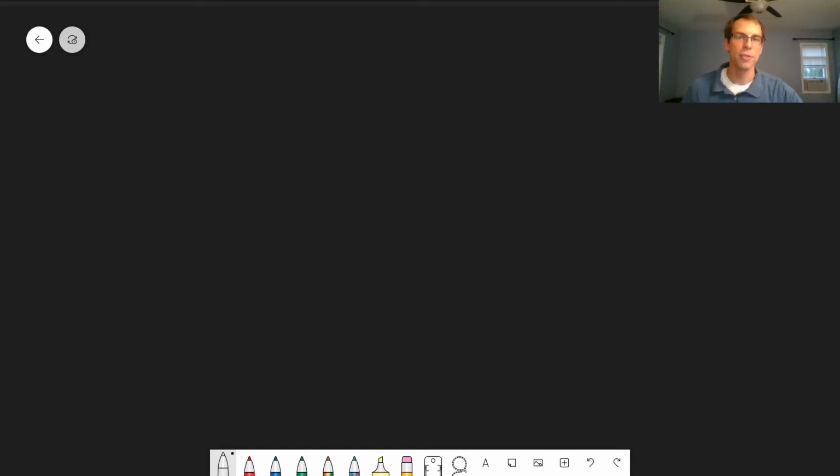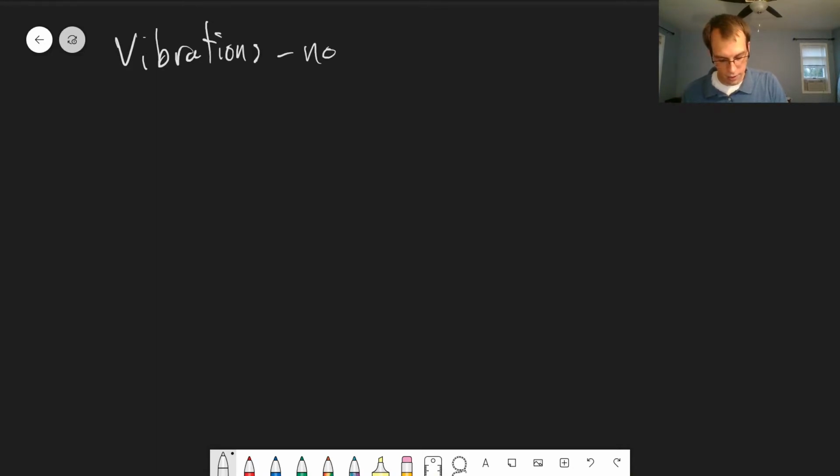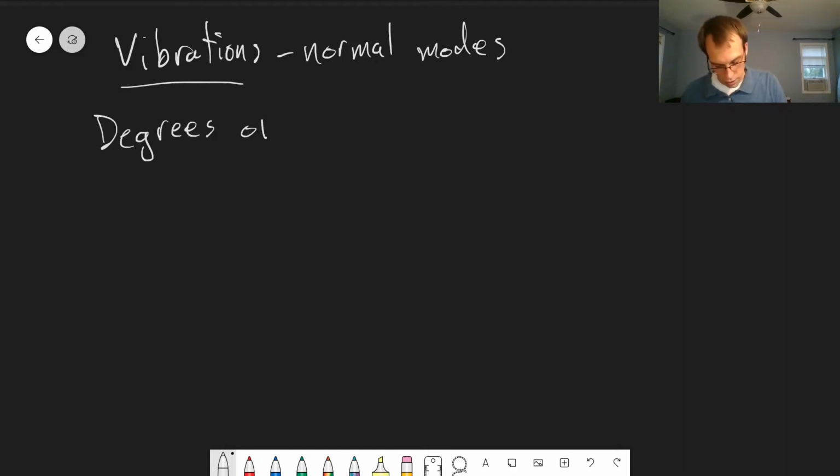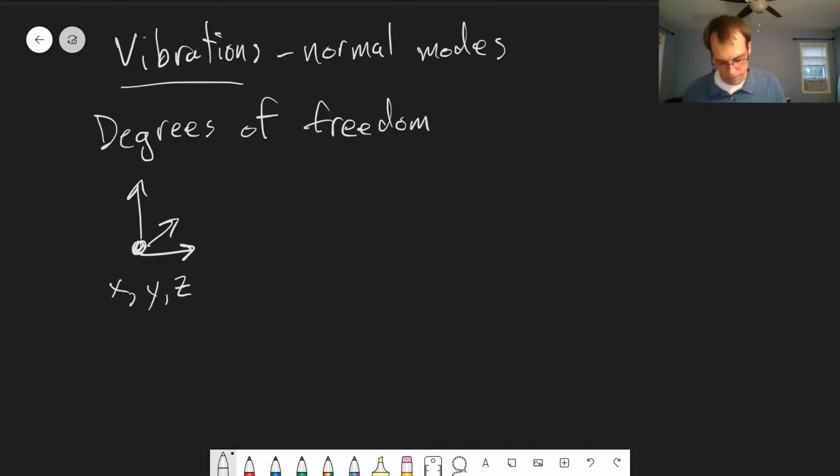Our last topic for chapter 13 is looking at vibrations in polyatomic molecules, and specifically the idea of normal modes. So for polyatomic molecules, the first thing we need to think about is this idea of what we call degrees of freedom. For each atom in a molecule, it can move in three different directions, 3 different degrees of freedom. It can go in X, Y, and Z.